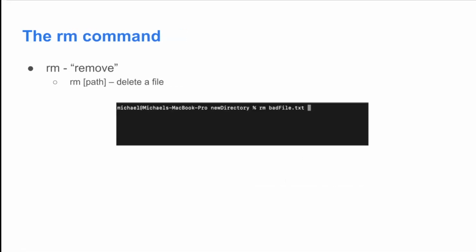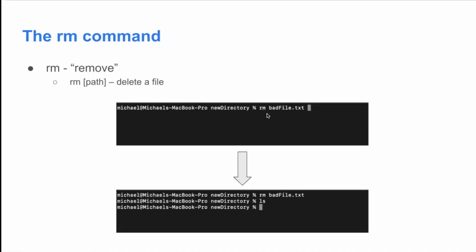We also have the rm command. This will let you delete files. So it's just rm and then the path to the file. So in this case, we're just deleting this file called badfile.txt. And we can see that this directory is empty once we remove that file.